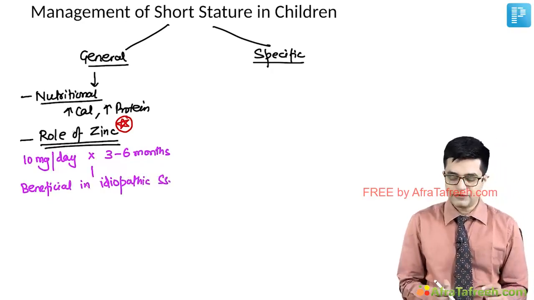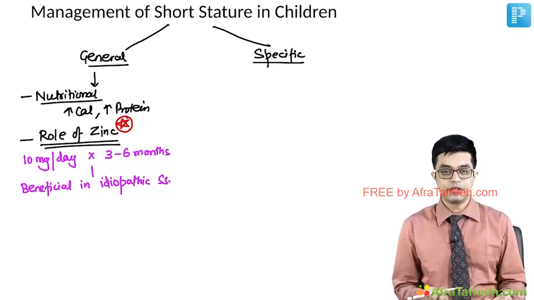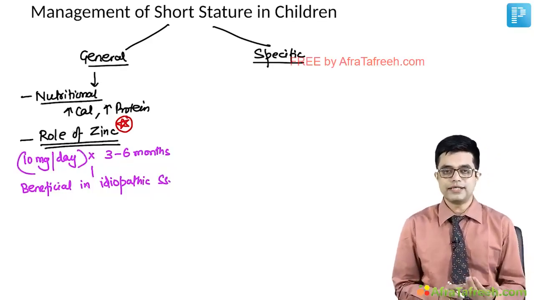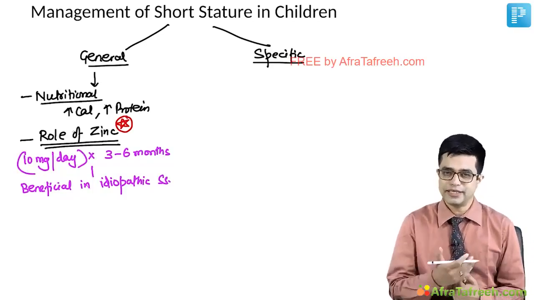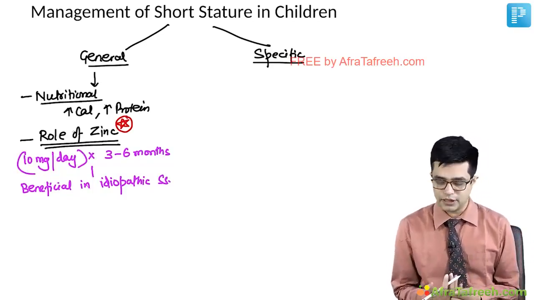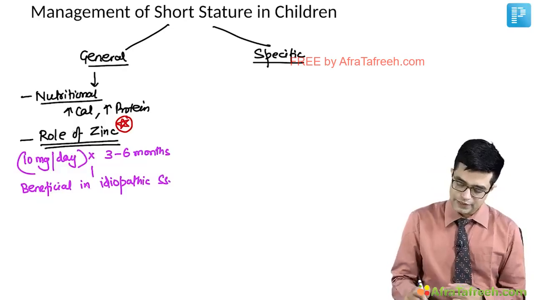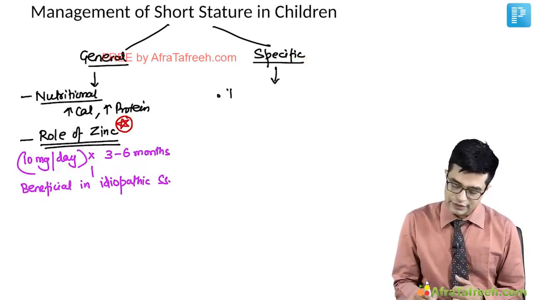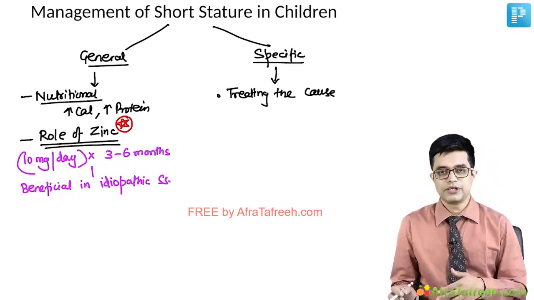So many patients benefit from zinc supplementation in a dose of 10 milligram per day. You can use zinc gluconate, zinc acetate, or zinc carbonate, any form which comes in the market. Now, coming to specific management, it will relate to treating the cause. If there is an underlying chronic disease, you treat the cause, the patient will catch up.